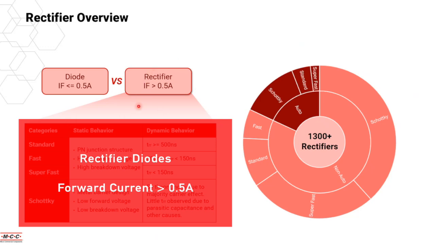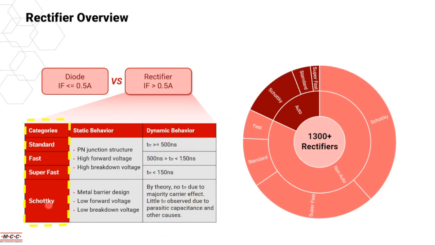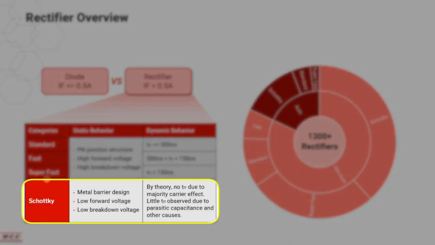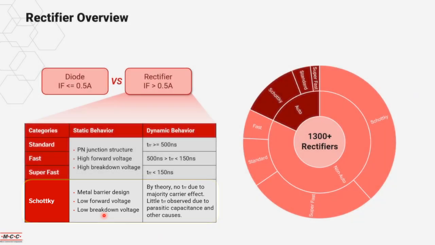As mentioned just now, rectifiers are categorized into 4 categories, and each category has its own type of behavior. Standard, fast and super fast recovery rectifiers are designed with PN junction structures. They have higher forward voltage, but of course they can achieve a very high breakdown voltage. Schottky barrier rectifiers use a metal barrier design. The advantage is low forward voltage, and the disadvantage is lower breakdown voltage. Normally in the market, Schottky barrier rectifiers are only capable of up to 300 volts of breakdown voltage.